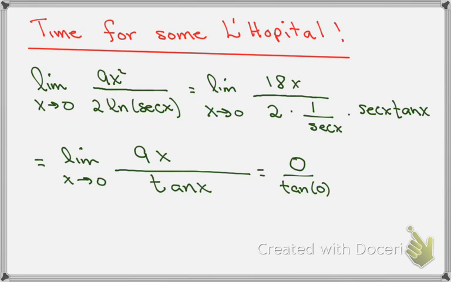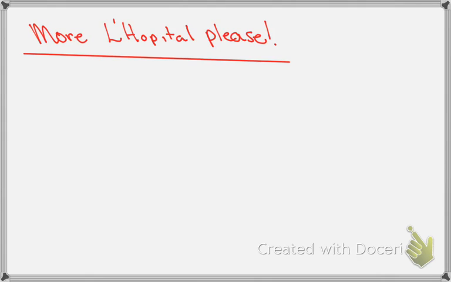Now we simplify and we see that the secant x in the denominator there cancels with the secant x that's in the secant x tangent x term, which is over here. So that cancels with that. And we get the limit as x goes to 0 of 9x over tangent x, and that again is 0 over tangent of 0, which is the same thing as 0 over 0 again, which is another indeterminate form. So we have to do some more L'Hopital's rule.